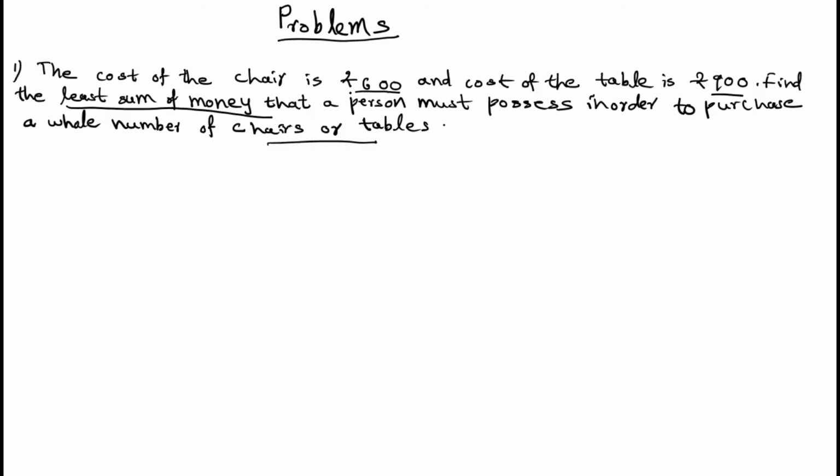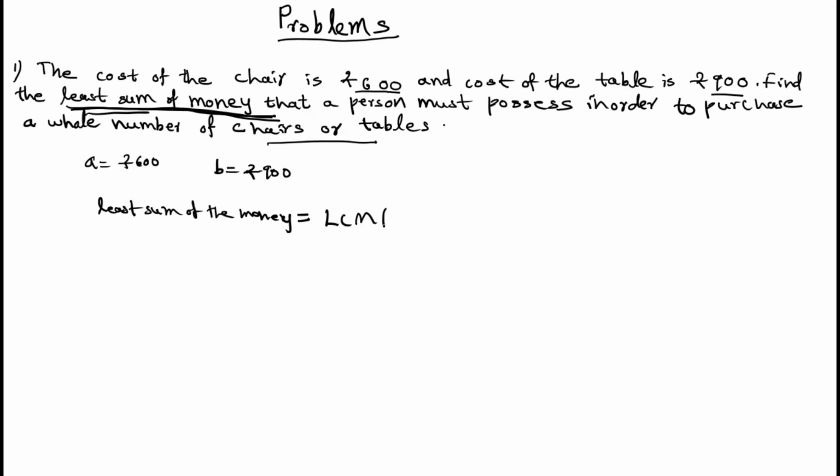Whatever may be the question, just look at the given data. Cost of the chair, I am taking A equal to rupees 600 and cost of the table, I am taking it as B, it's equal to rupees 900. What's the question? Find the least sum of the money. So, to find the least sum of the money, least sum is nothing but LCM of 600 and 900.